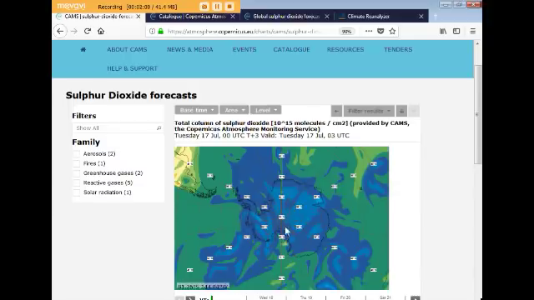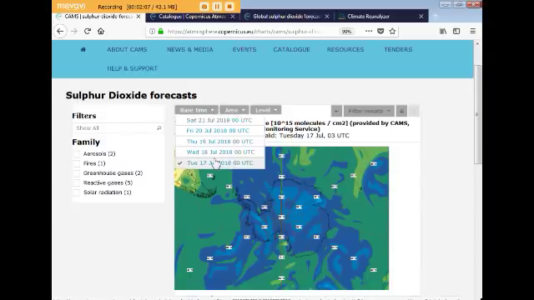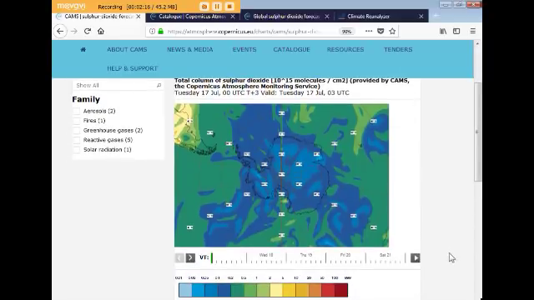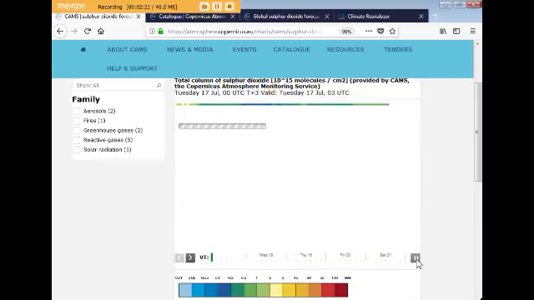So the west side is over here, the east side is over here. Here's the Ross Sea. And the data goes back to Tuesday the 17th through today the 21st. So we're going to run this movie, and what I'm particularly interested in is seeing the sulfur dioxide being released from the area where Mount Erebus is, and you will see it.